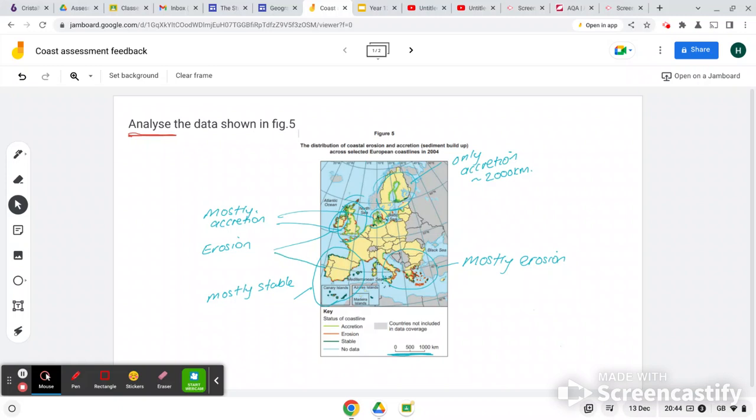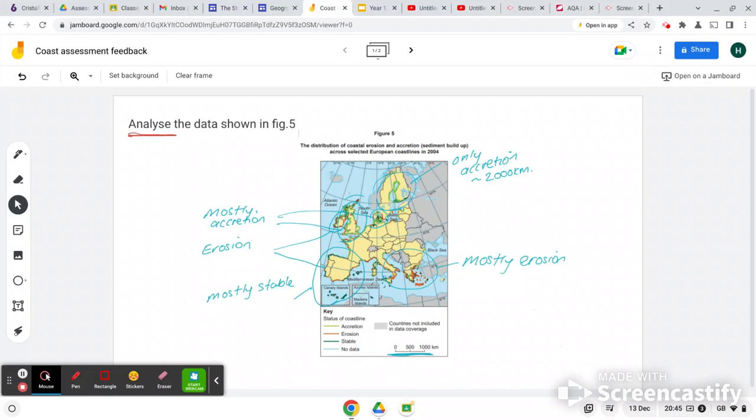So I could then say that we've got mostly accretion around the UK. The north coast of Spain is mostly stable. However, western areas of Spain and western areas of the UK and around the Republic of Ireland, we have got some erosion as well along these exposed coastlines. So I'm not explaining why there's erosion there. I'm not saying that the reason there is erosion is because they are exposed to the Atlantic Ocean. I am just identifying that this is where they are.